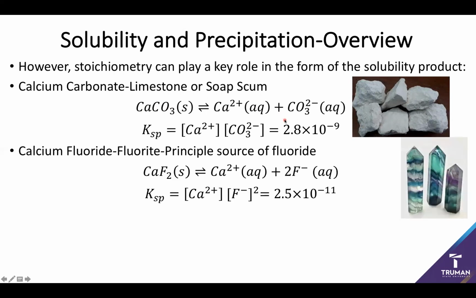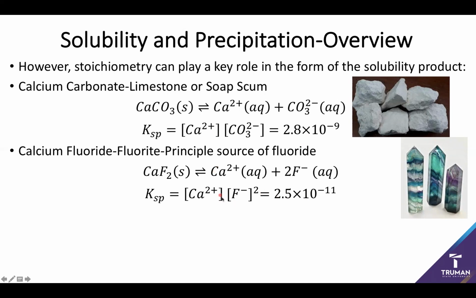Then we can contrast this with, say, calcium fluoride. So this is present as the mineral fluorite, which is quite pretty. However, we readily just mine it and then throw it into our drinking water because it's one of our principal sources of fluoride to fluoridate the drinking water. So in this case, what we find is that the KSP is actually fairly similar. But it turns out that there is a principal difference here.